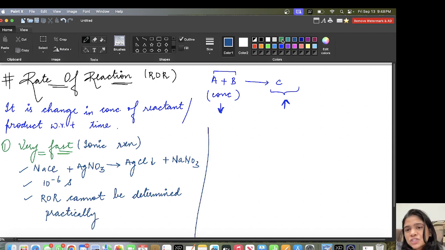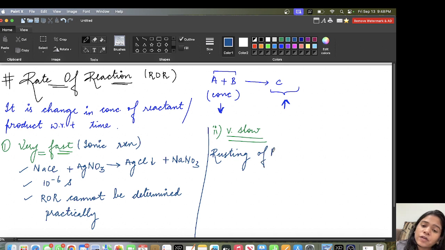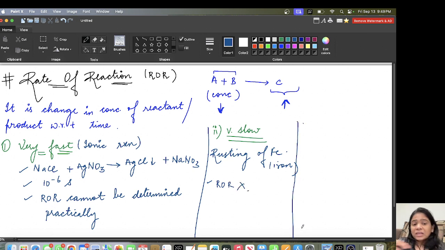Second kind of reaction which you have is very slow reactions. For example, you take rusting of iron. Fe is your iron. Rusting of iron takes many years, right? You don't have that much time, and you don't have the tools to check how much concentration is decreasing with respect to time. So that's why ROR here also cannot be determined. Then the third type of reaction which comes is your moderate reactions.